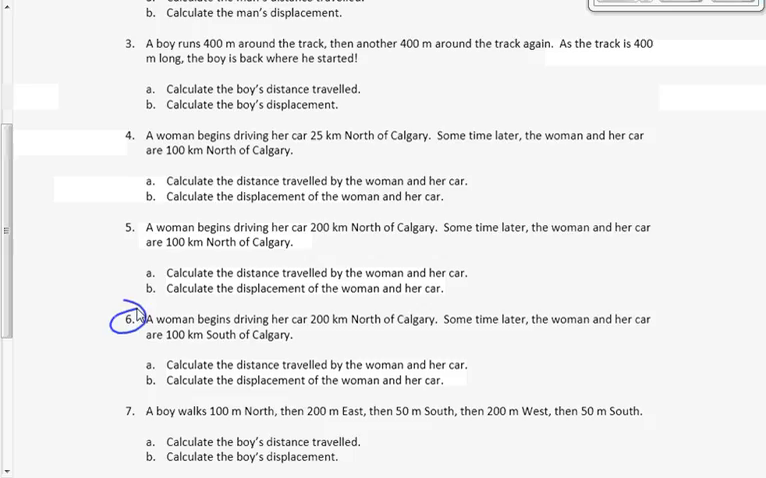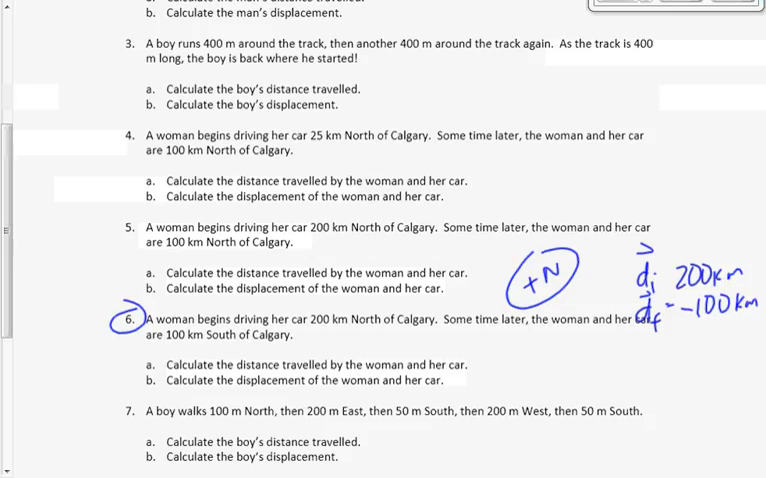So when you're talking about a position, where something is, you need to say what it's from. Like, 75 kilometers from what? You need a reference point. If you see that reference point, you've got position. If you don't see a reference point, you've got displacement. This is my initial position. DI is 200 kilometers. Let's make north positive, by the way. My final position would be negative 100 because it's 100 kilometers south of Calgary, right?